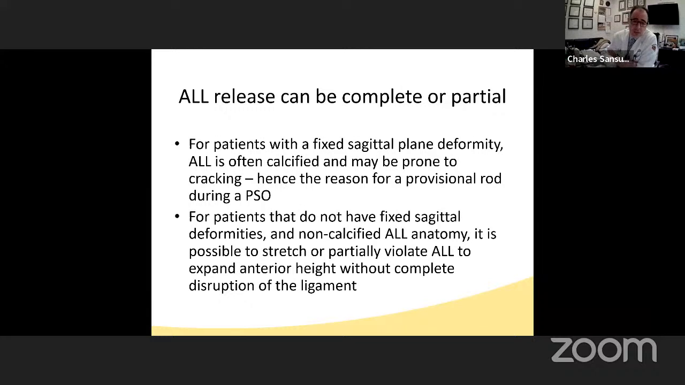For patients that do not have a fixed sagittal plane deformity, and for patients in which the ALL is not calcified, the disc space may be potentially collapsed, and you can attenuate or stretch the ALL in order to get a larger cage into the disc space without actually violating the ALL completely, but just stretching it. So you have the ability to partially disrupt the ligament and stretch the anterior column.